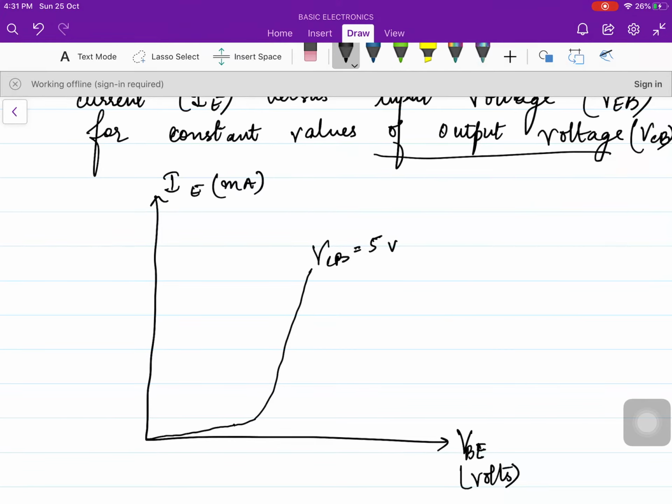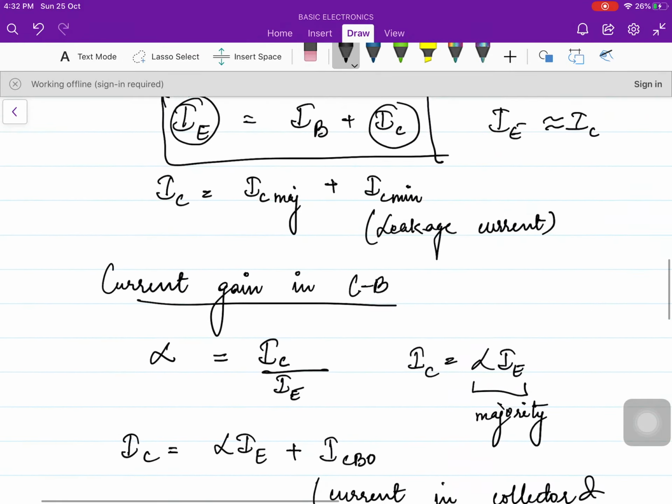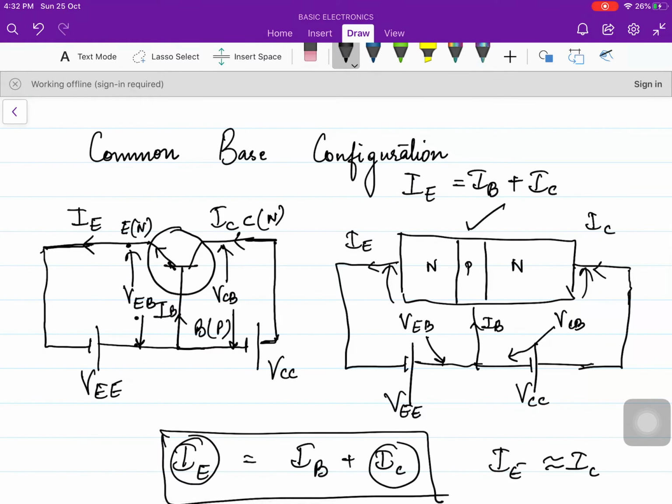The shape of the curve will remain the same, but for different values of VCB, the graph will either shift left or shift towards the right. So let's see what will happen if we increase VCB. For that we have to carefully look at this diagram, the representation. When you increase VCB, the voltage of collector base, indirectly you are increasing the reverse bias across the collector base junction, because the collector base junction is already reverse biased, and if you increase this voltage, this means you are increasing the reverse bias across this junction.